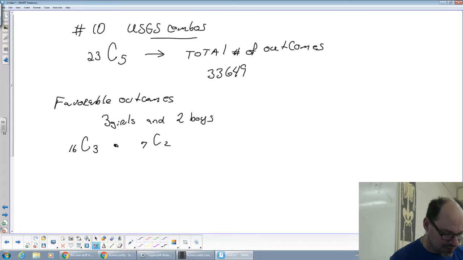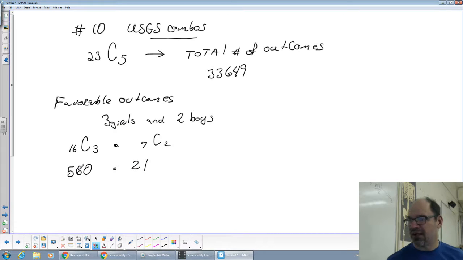So if we go 16C3, it's 560. And if we go 7C2, it's 21. So this is going to give us the number of ways that we can select 3 girls and 2 boys from that group of people. So 21 times 560 is 11,760 ways, favorable ways.